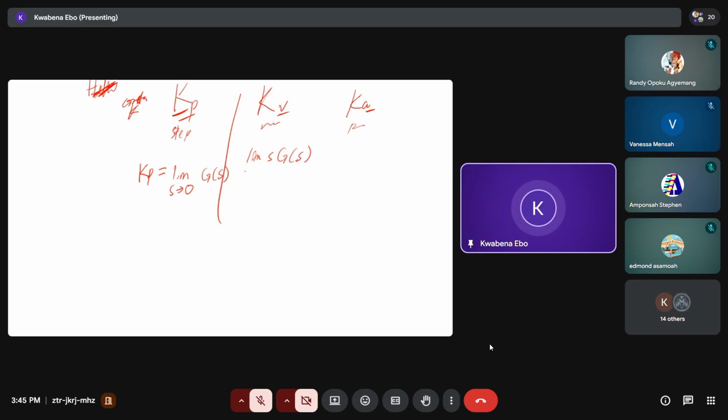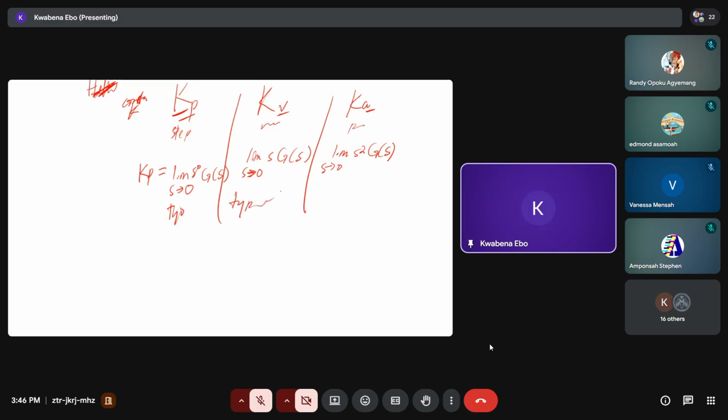The Kv is mathematically defined as the limit as s approaches zero of s multiplying G(s), and then Ka is the limit as s approaches zero of s squared G(s). Remember, this is for a type 0, so s to the power 0, type 1, s to the power 1, type 2, s to the power 2.